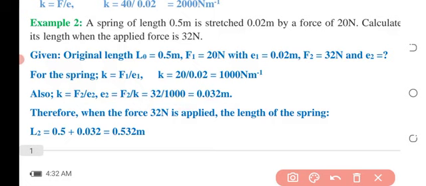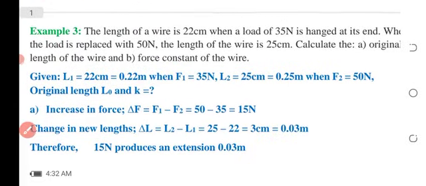But remember, we are going to find the new length, that is the new length produced by force 32 Newton. Remember, the original length of the spring is 0.5. Adding that to the new extension will give us 0.532 meter. Okay, let's go to the next example.